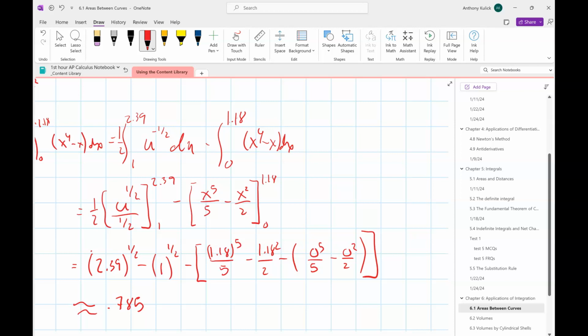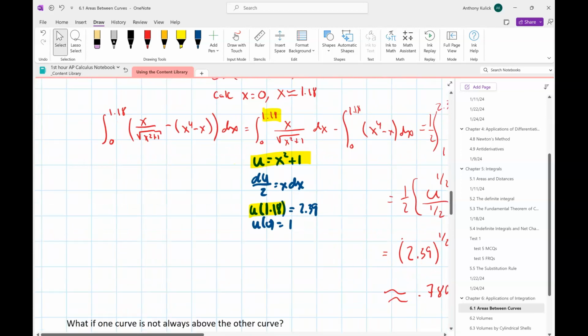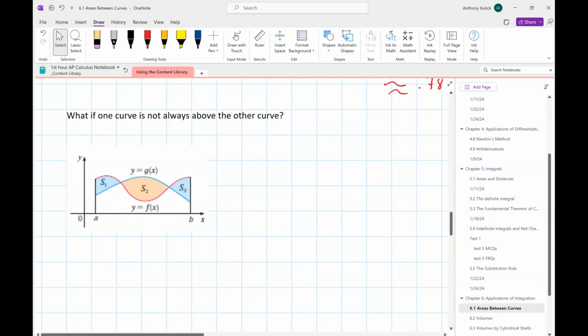Has anybody seen the hitch yet, or thought about the hitch that I tried to prompt you to think about here earlier? Okay, I'm going to just tell you then. What if the top and bottom curve changes over the course of the interval? If we're going from A to B, what if the curve that was on top ends up on bottom at some point and then back on top again? You're going to break that into 3 separate integrals.